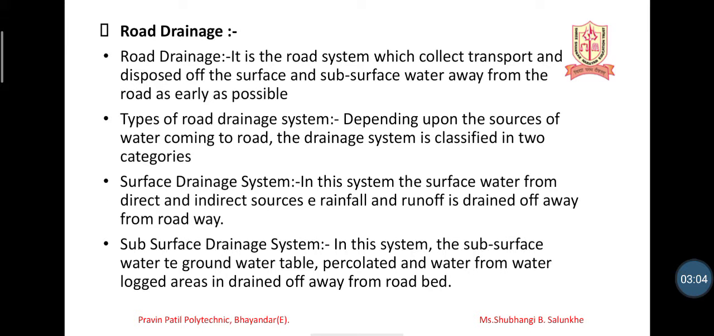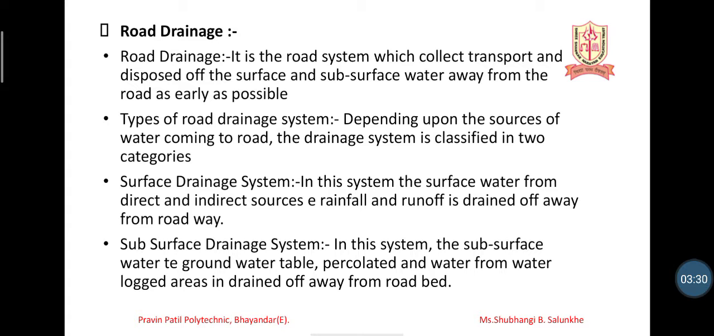Now, road drainage. The road drainage is a system which collects, transports and deposits the surface and subsurface water away from the road as early as possible. The type of road drainage system depends upon the water coming to the road, which can be surface drainage or subsurface drainage.